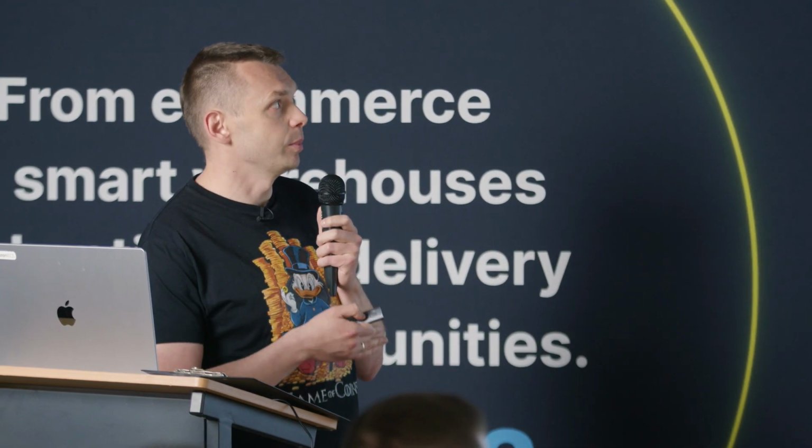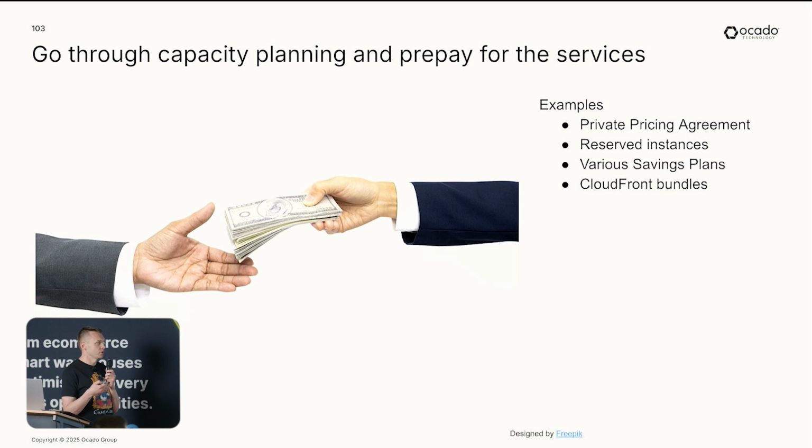The rule number 2 is to go through capacity planning and prepay for the services. There are a couple of tools we are using in Ocado. I think the easiest one, at least for bigger companies, is the private pricing agreement. So if you pay at least $250,000 per year, go ask your managers whether they are willing to sign it.